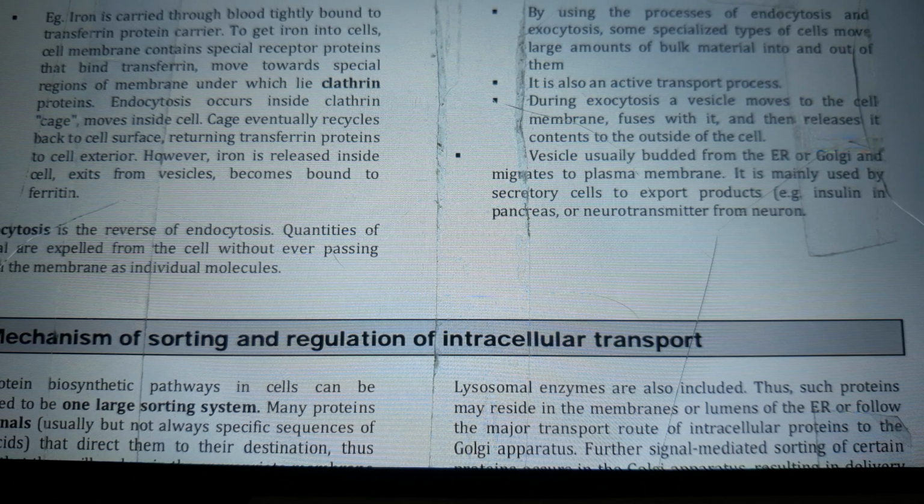The cage eventually recycles back to the cell surface, returning the transferrin proteins to the exterior of the cell, or the cell exterior as you may call it. However, iron is released inside the cell, exits from the vesicles, and becomes bound to ferritin.